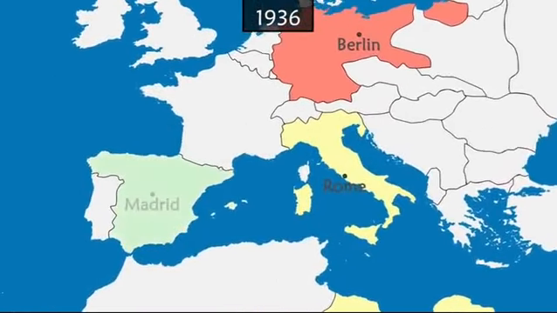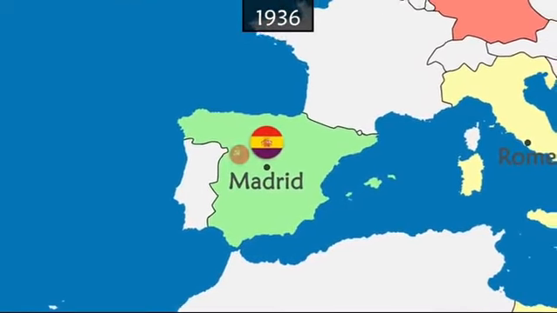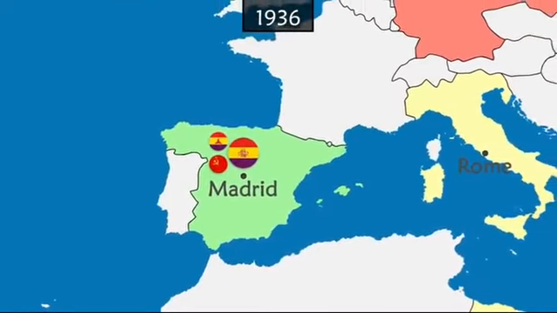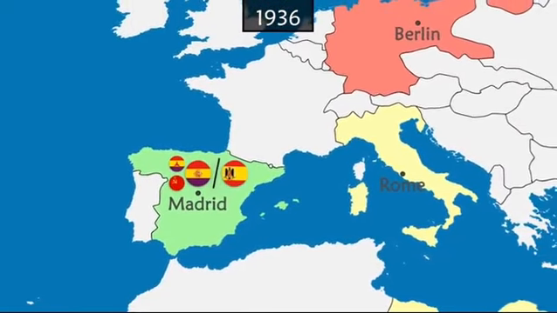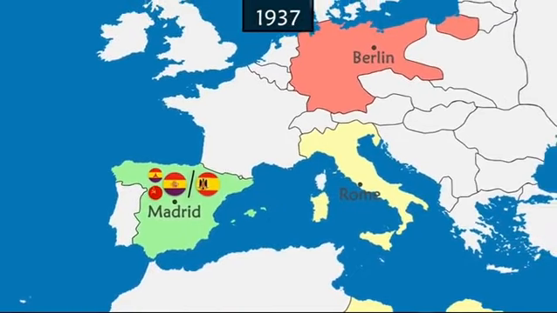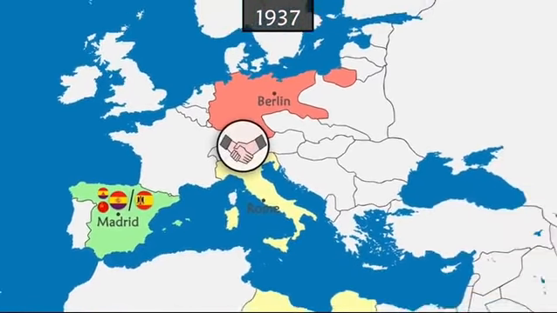In Spain begins 3 years of civil war opposing the Republican government supported by the USSR and the International Brigades and the nationalist camp led by Francisco Franco and aided by Italy and Germany. The two countries took the opportunity to test their armies and to get closer diplomatically.